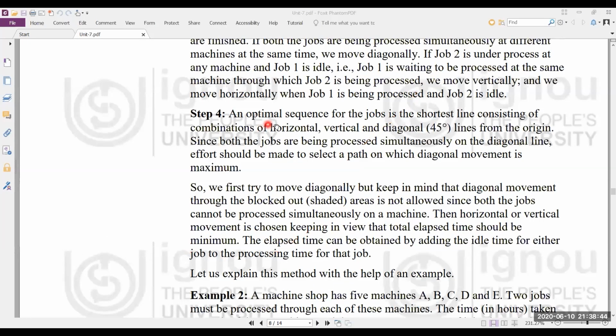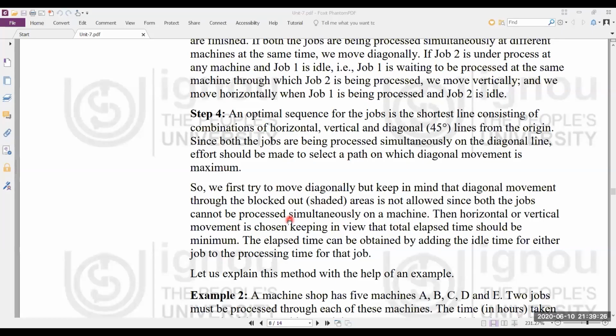An optimum sequence of jobs is the shortest line consisting of a combination of horizontal, vertical or diagonal lines from the origin. Since both the jobs are being processed simultaneously on the diagonal line, effort should be made to select a path on which diagonal movement is maximum. So we have to choose the path on which we can move diagonally as much as possible. Keep in mind that diagonal movement through the blocked-out shaded area is not allowed, since both the jobs cannot be processed.